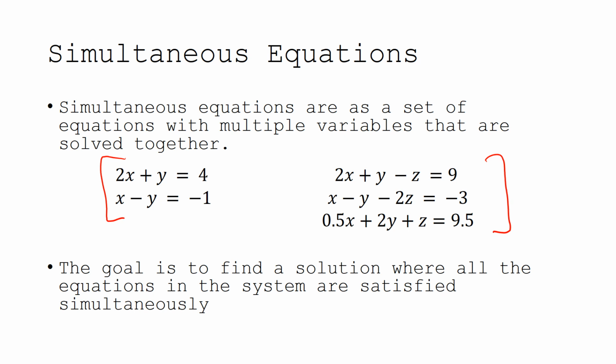In our circuit class, those variables x, y, and z can be the current and voltage at different branches and nodes respectively, and we'd like to find the values of the current and voltage that satisfy some certain constraint using KCLs, KVLs, and node and loop analyses. So to reiterate, our goal is to find the solution where all equations in the system are simultaneously satisfied.